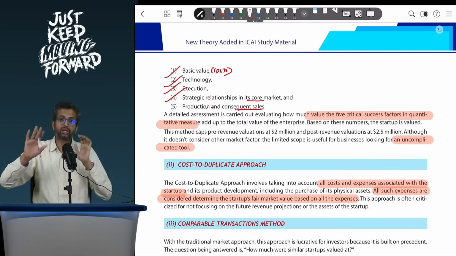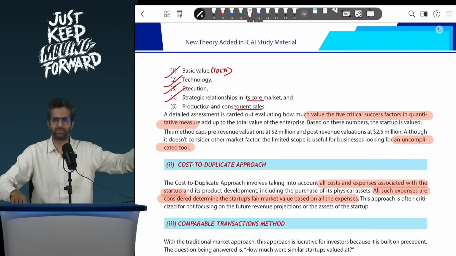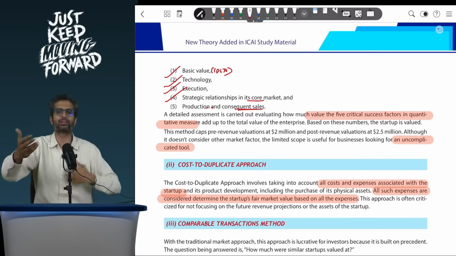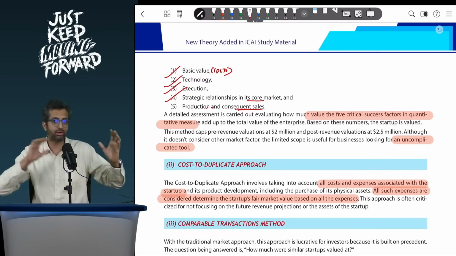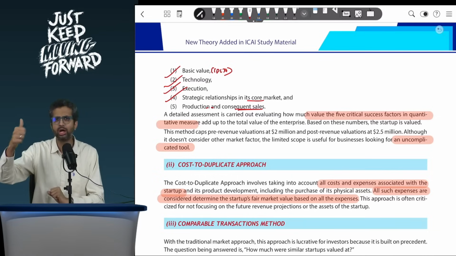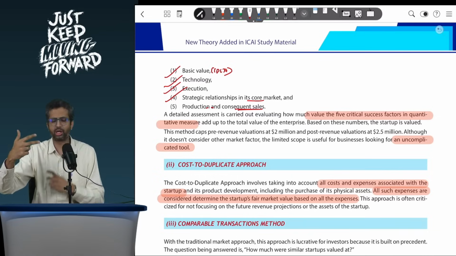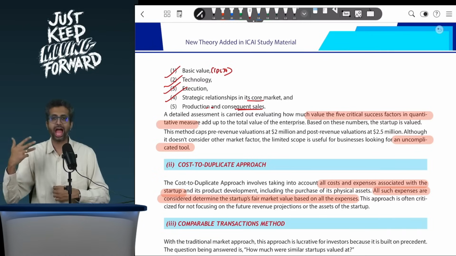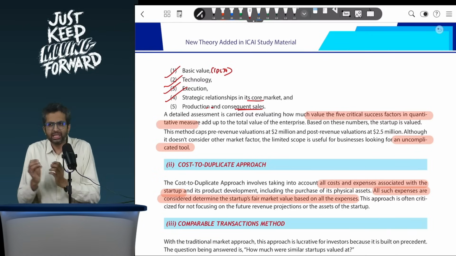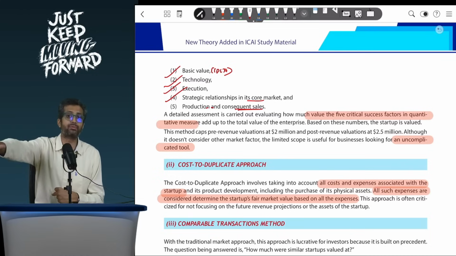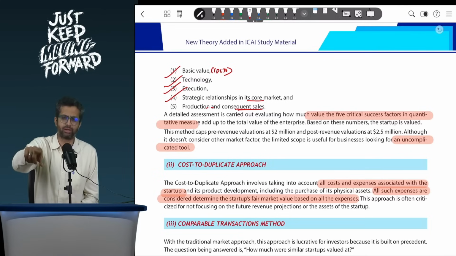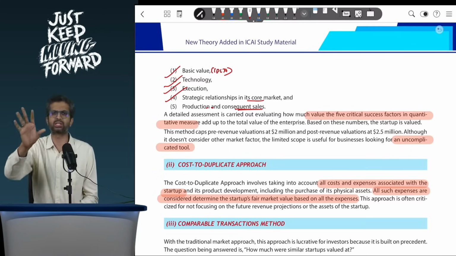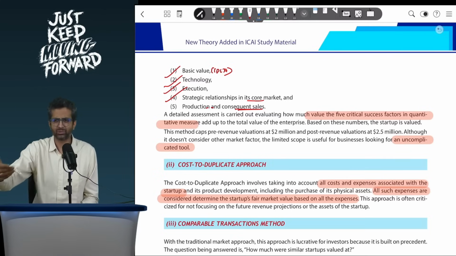So that is the Berkus approach, and again, there are a lot of drawbacks, it is highly subjective, but if it comes in the MCQ, we are going to get our 2 marks, or if it comes in a small descriptive. Each of these items, the basic value, the technology, the product, sales, execution, and the strategic partnerships, has been subjectively given a $5 lakh value, which means the maximum value for a revenue generating startup under the Berkus approach is $2.5 million, that is 25 lakhs, because that is the maximum value as per Dave Berkus.